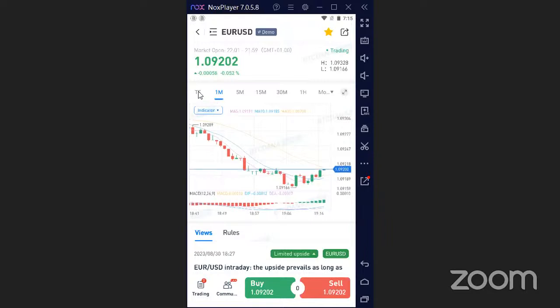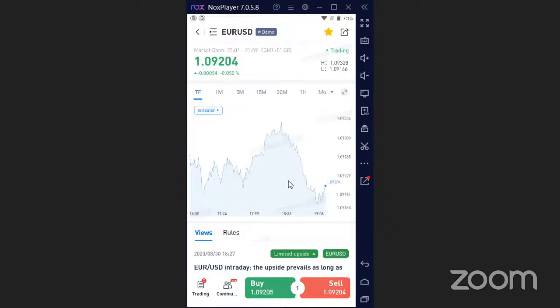This one moves in seconds. This is more like ticks. We call it ticks. Every time the market makes a move, you see it making a move, so we call it ticks.